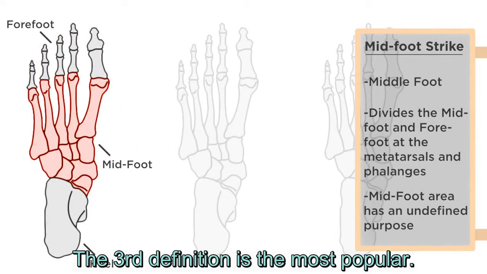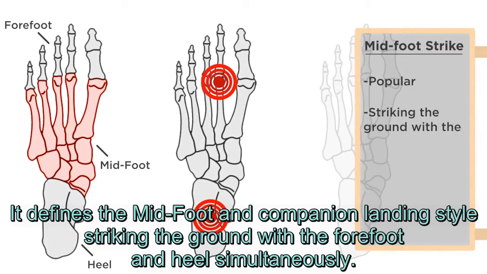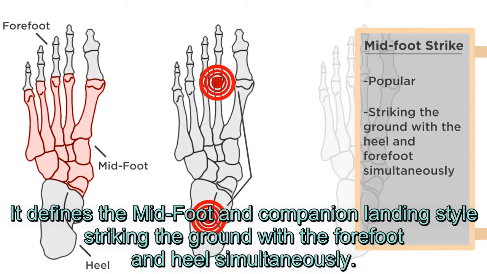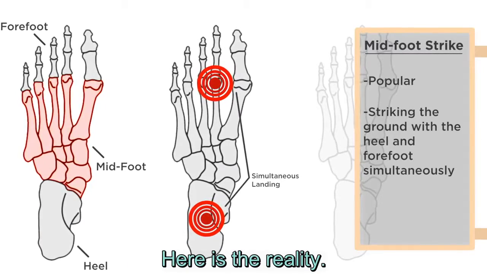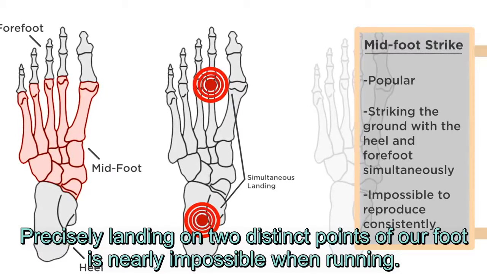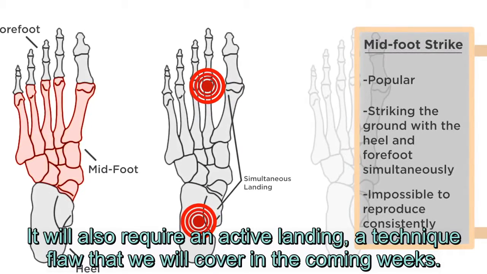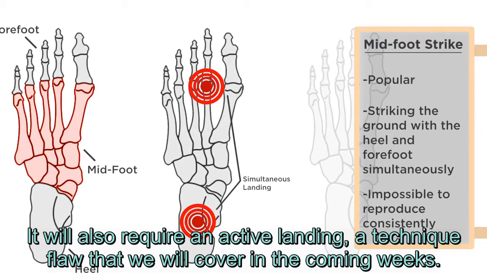The third definition is the most popular. It defines the midfoot and companion landing style as striking the ground with the forefoot and the heel simultaneously. Here's the reality. Precisely landing on 2 distinct points of our foot is nearly impossible to replicate consistently throughout a run. It would also require an active landing, a technique flaw that we will cover in the coming weeks.